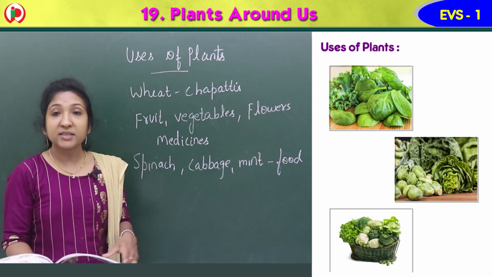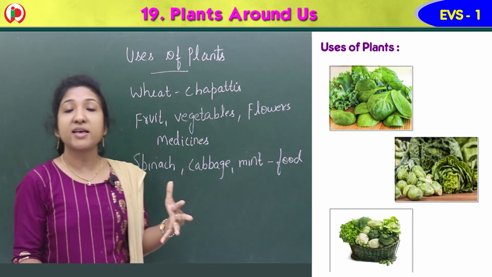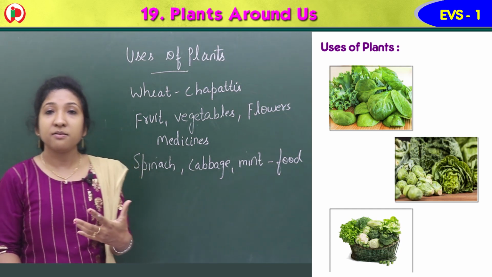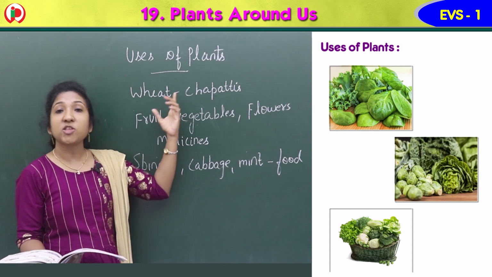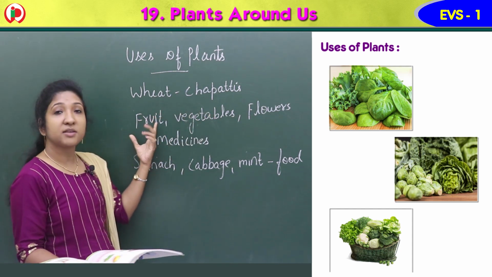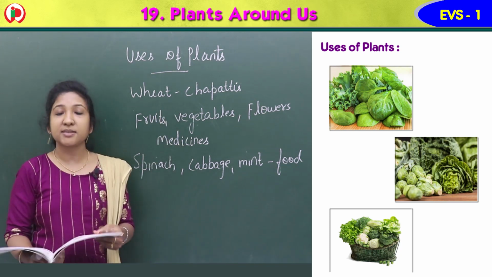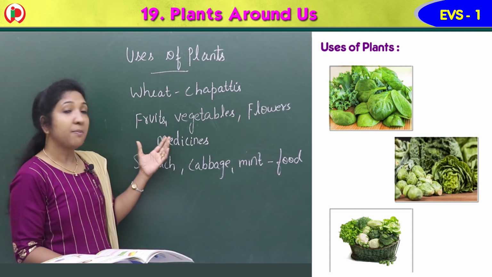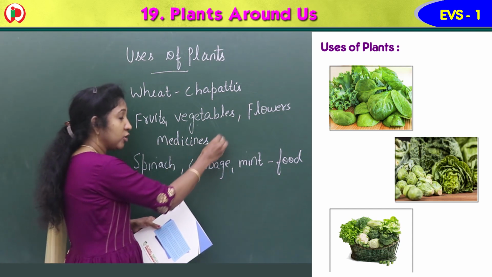Yes, so these are the uses of plants. Plants are useful to us in many ways. They give us wheat. From wheat we can make chapati. Then they give us fruits, vegetables, flowers. Then some trees give us medicines. Trees give us wood also.